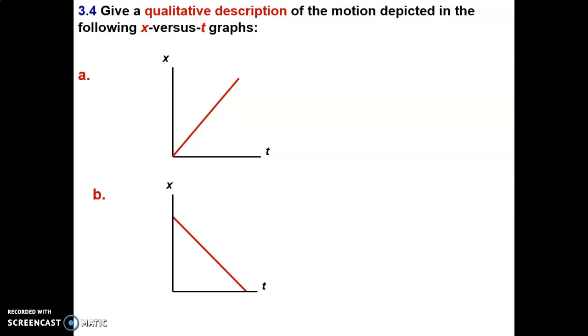So can you qualitatively describe what's going on here? And by qualitative, I mean in words, say what's going on here. Maybe it's a person walking, maybe it's a car driving. What's going on in this first graph at the top? Try it.